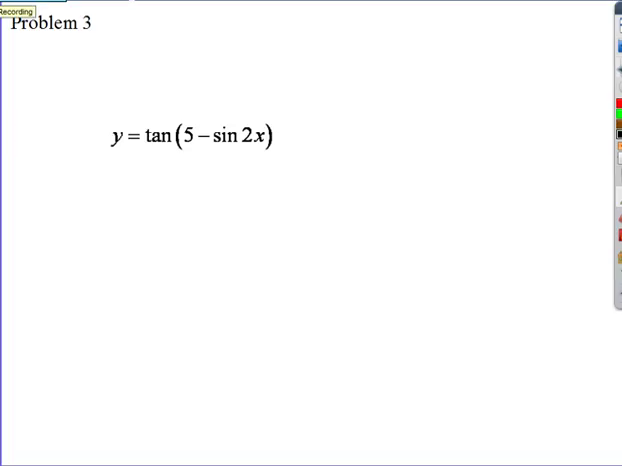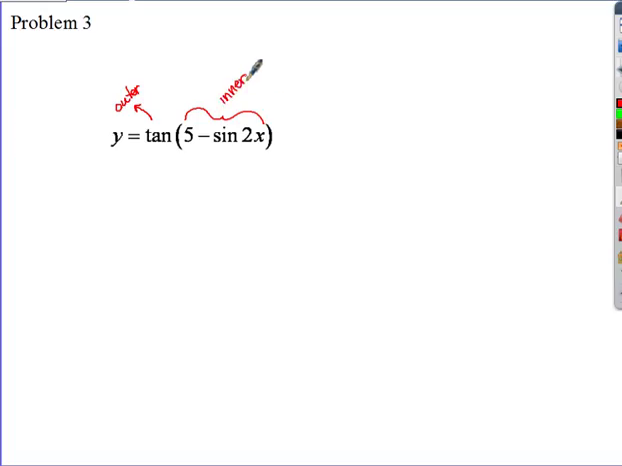Okay, now we have problem 3. y equals tangent of 5 minus sine of 2x. In this problem, we actually have the chain rule twice. Look, first we have the tangent function, which would be our outer function. Then we have 5 minus sine of 2x, which would be our inner.